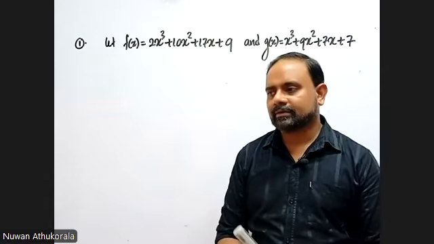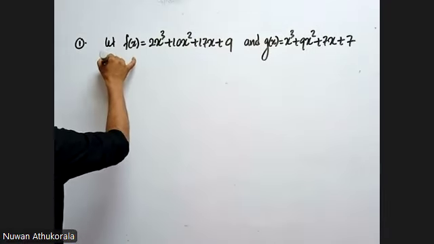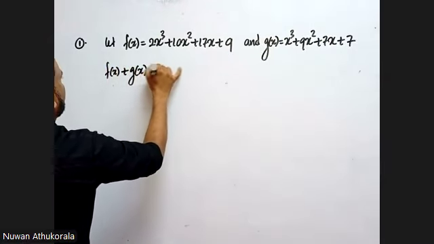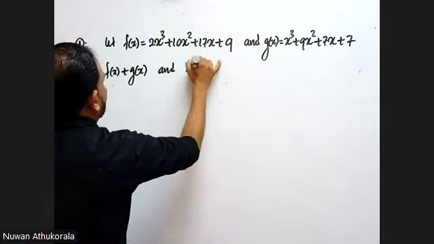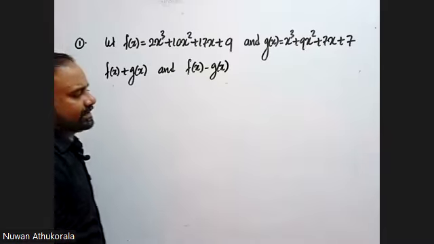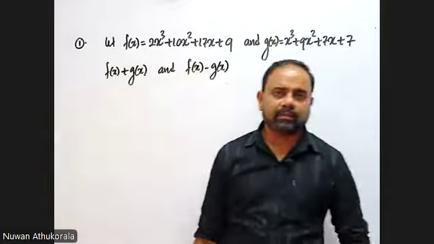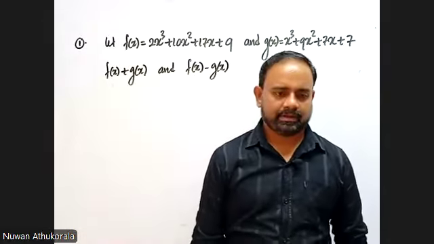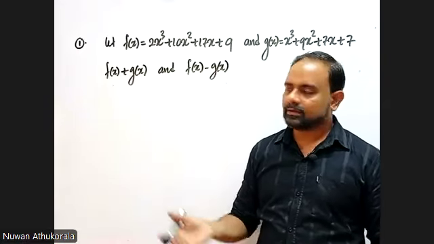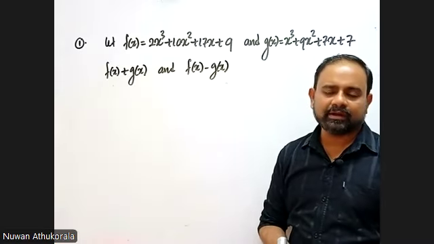Find the functions f(x) plus g(x) and f(x) minus g(x). f(x) plus g(x) is addition of two polynomial functions. f(x) minus g(x) is subtraction of two polynomial functions, right?